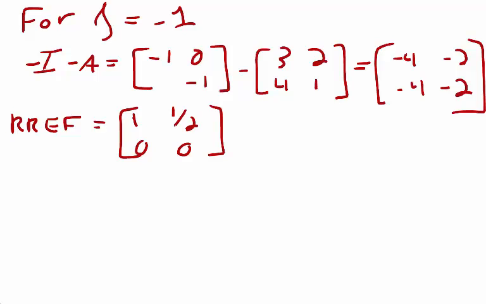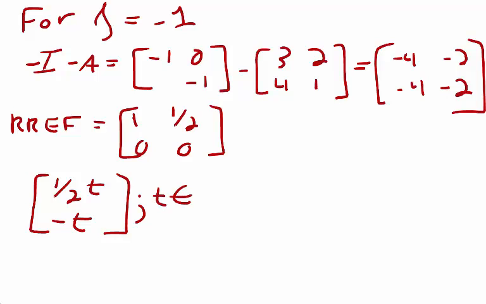Therefore, the solutions of the homogeneous system when lambda equals negative 1 are all of the form negative 1/2 t and t, where t is an element of the real numbers. So the eigenvectors that correspond to this are the non-zero scalar multiples of negative 1/2 and 1.